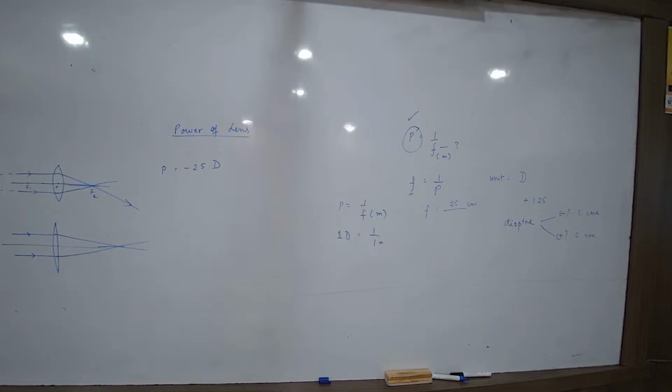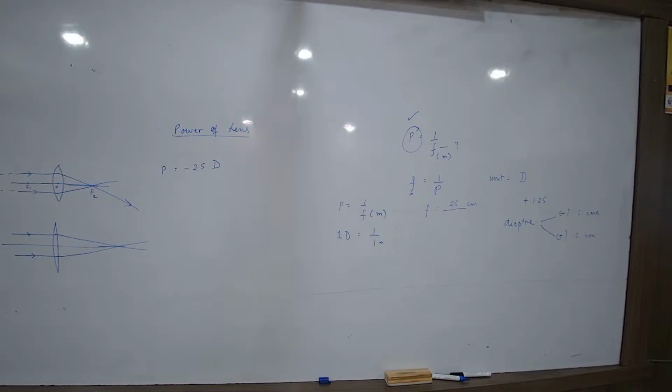You may note that the power of a convex lens is positive and that of a concave lens is negative. Underline that. Anyway, it is given in italics, but you must remember: positive for convex and negative for concave. Very good. Now I am giving you one simple thing.